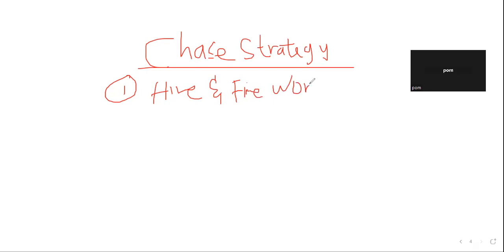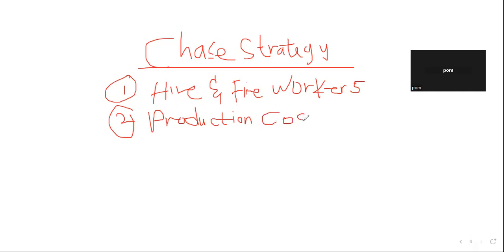So what do we have? We have hiring cost and layoff costs. So we have hire and fire workers and production cost. What is production cost? The cost involved in producing those units. After you have hired workers, you need them to produce, so what's the cost of production? These are the costs that are involved in this strategy.